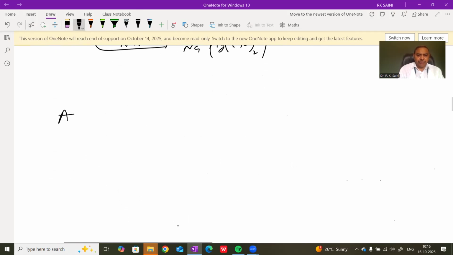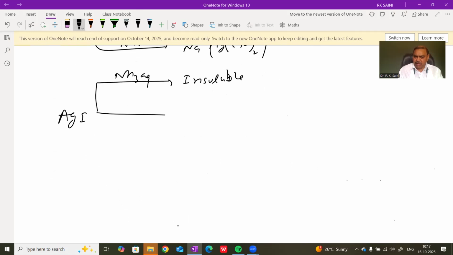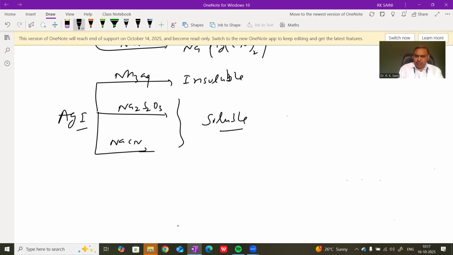Dark yellow PPT of AgI. It is insoluble in ammonia or aqueous solution of ammonia. Completely insoluble, because it is more covalent than AgCl as well as AgBr. However, it is soluble in hypo as well as in cyanide, because they make soluble complexes, and they are strong field ligands also. And covalent compound dissolves in covalent solvent.